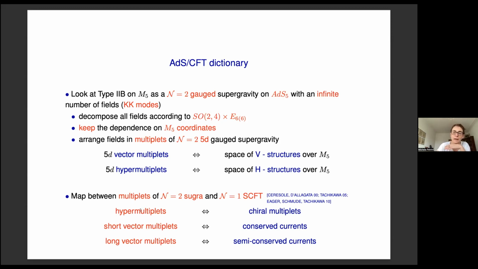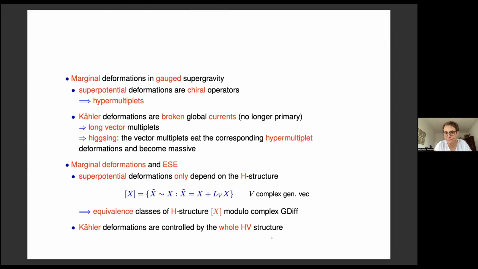And we know the hypermultiplets correspond to current multiplets, short vector multiplets correspond to conserved currents, and long vector multiplets to semi-conserved currents. Once I have this, I can identify where the marginal deformations of the N=1 CFT sit in my formalism. Since I know that the marginal deformations are only deformations of the superpotential, which means chiral operators, I know that I have to look at hypermultiplets in the gauged supergravity.